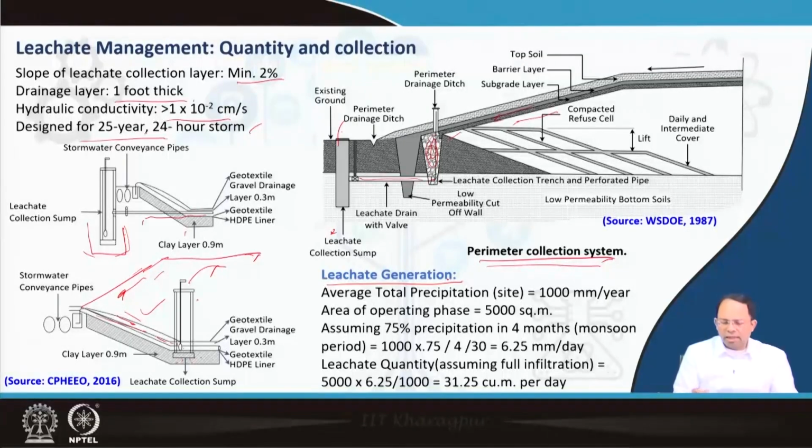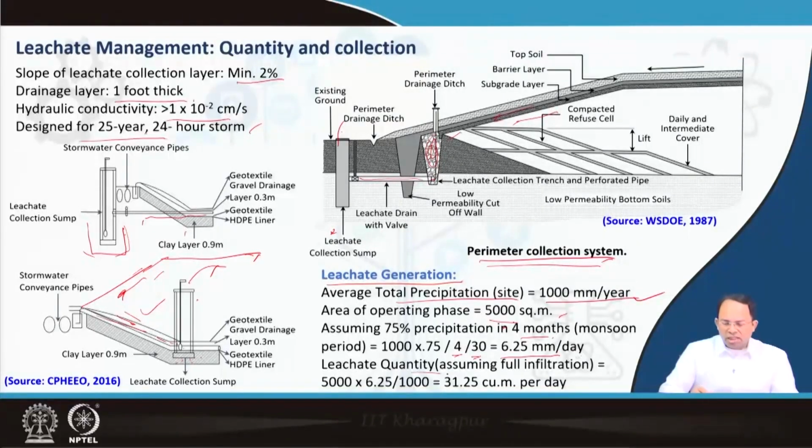In that case we can go like this, where the average total precipitation of a site is 1000 millimeter per year. This kind of data is available from IMD. And if I know the area of one operating phase, in this case 5000 square meter, and we assume that roughly 75% of the precipitation happens in a 4-month period, or it could be 80% even, then I divide by the number of days and we get around 6.25 millimeter per day of rainfall that will be converted into leachate, right?